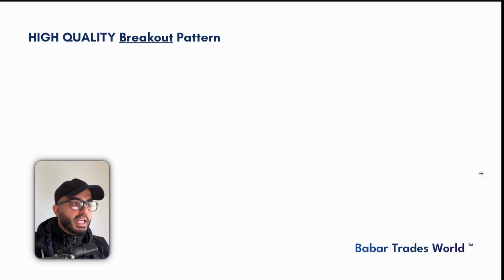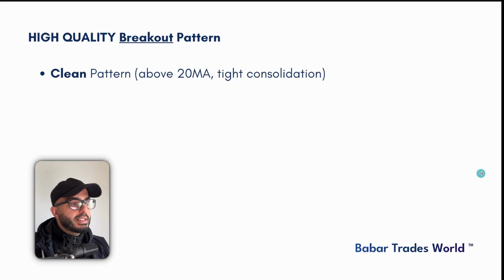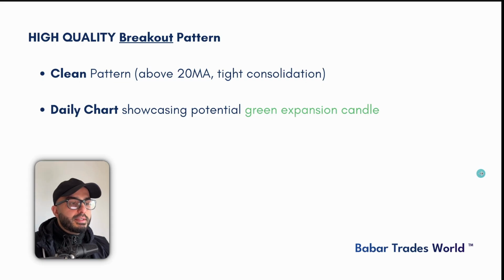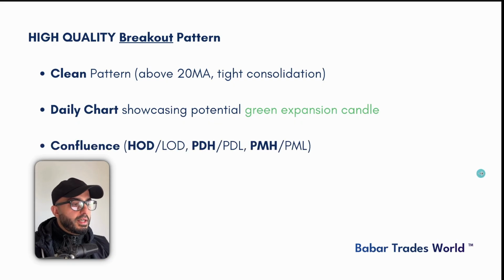So the high quality breakout pattern has the following criteria. It's a clean pattern. So it's consolidating and it's resting slightly above the 20 moving average. It's respecting that. We're going to go over some chart examples to see what that looks like. The daily chart, which is something I have in front of me as I'm executing, I reference this whenever I'm taking a trade. The daily chart showcases the potential for a green expansion candle. We'll go over that as well in this video.